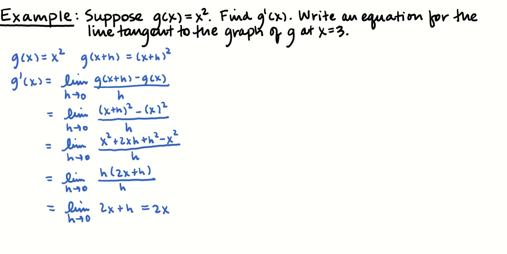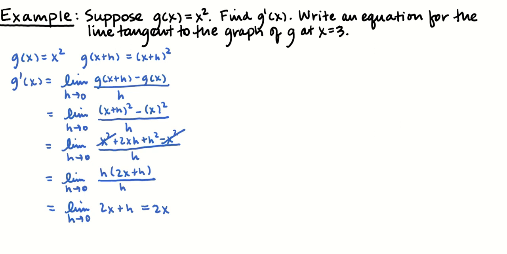So then I substituted in g of x plus h and g of x. And then here, you'll see I distributed x plus h times x plus h. I used FOIL, right? And I get x squared plus 2 times x times h plus h squared minus the original x squared, all divided by h. Okay, so I subtracted these.